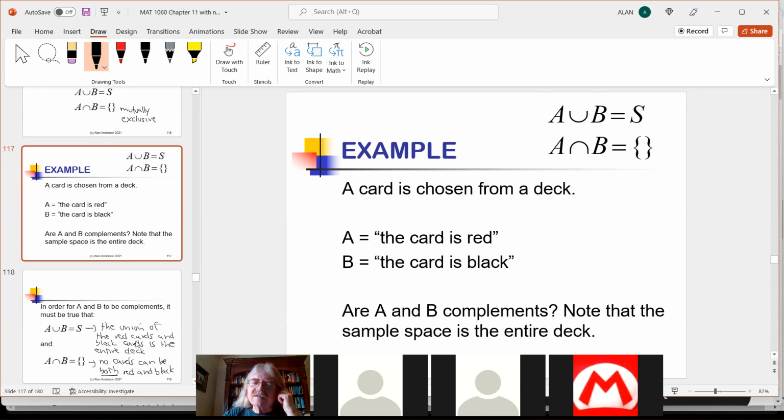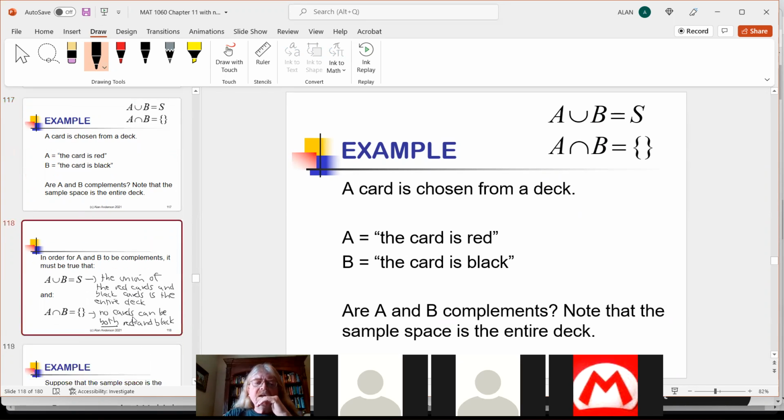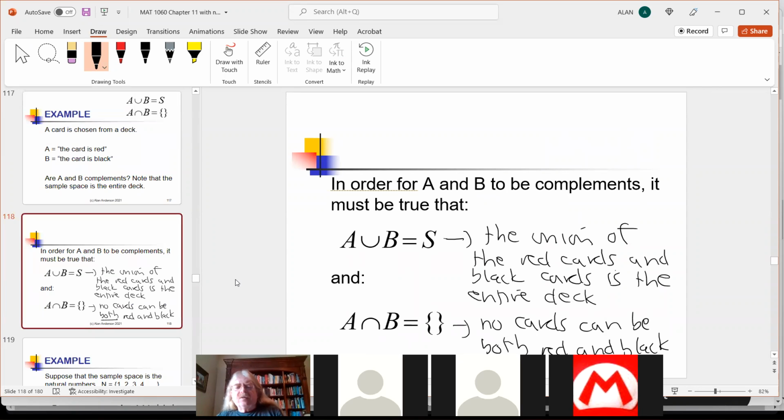So you know what that means? They must be complements because both of the conditions are satisfied. So let's do that down here. A union B equals S means the union of the red and the black cards is the entire deck. And no cards are both red and black. Therefore, A and B are complements.